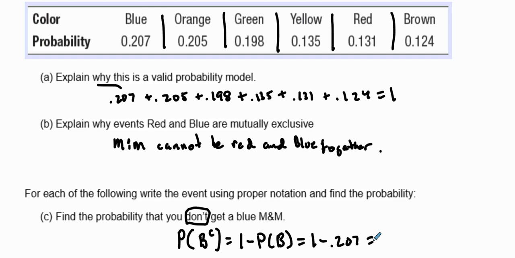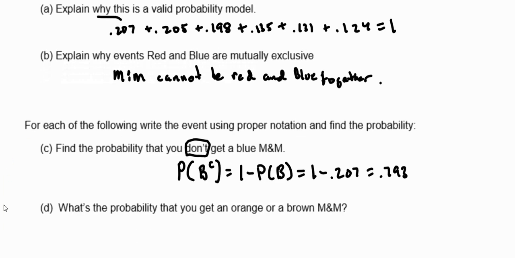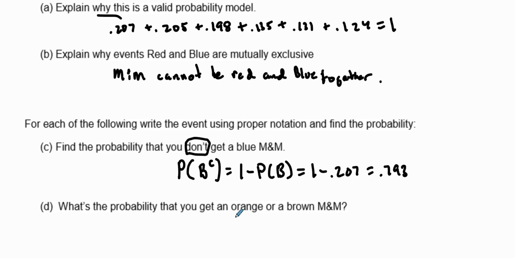And so we'd have 1 minus 0.207, and we have the probability of that event occurring. We have a 0.793 chance of that occurring. What's the probability that you get an orange or a brown M&M? Because these are mutually exclusive, we're going to find the probability of getting an orange, we'll call it O, or a brown, I'll call it BR, event.